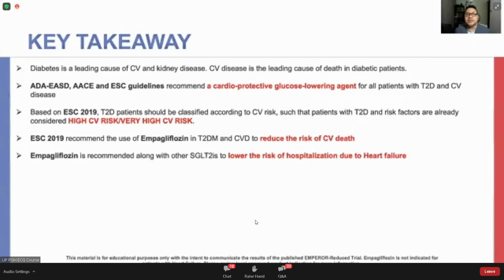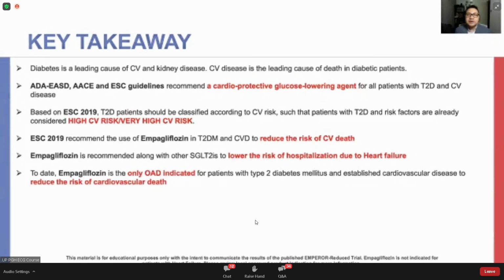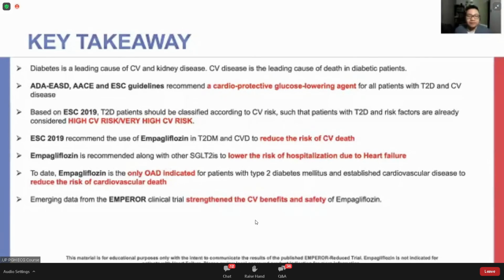And together with other SGLT2 inhibitors, namely DAPA and canagliflozin, they have the potential to lower the risk of hospitalization for heart failure. And to date, empagliflozin is the only oral anti-glycemic agent indicated for type 2 diabetic patients who have a very high risk background to reduce CV death. And emerging data from the EMPEROR study strengthened the CV benefits as well as safety of empagliflozin, and the safety, efficacy, and simplicity of linagliptin across a broad range of type 2 diabetic patients can be combined with these two.